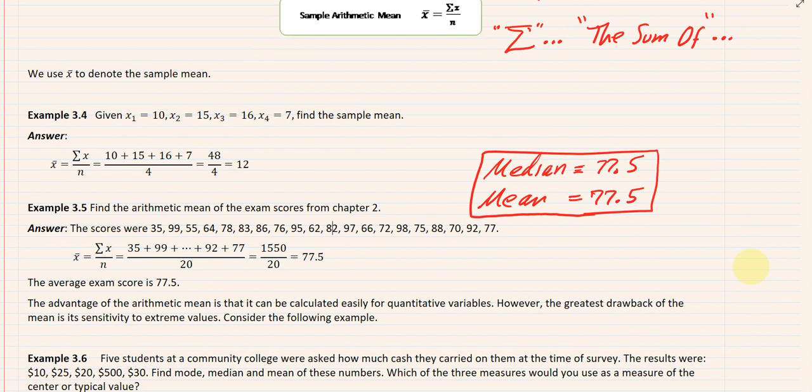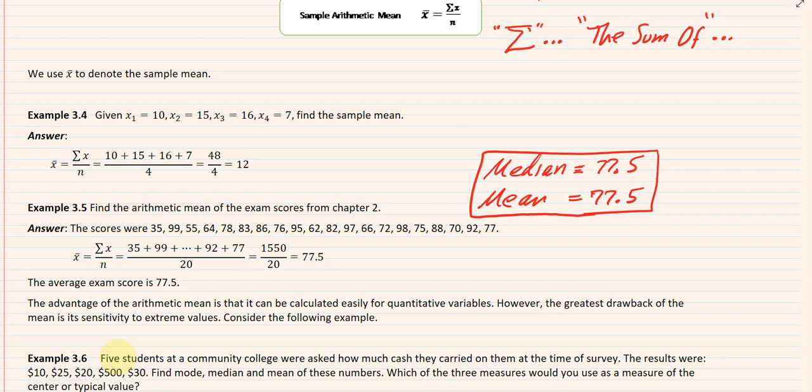So let's say I have 5 students here at whatever community college you can think of. Suppose I ask them how much cash they have on them, and these are the 5 scores I got. One of them said $10, $25, $20, $500, and $30. Now, that $500 score kind of stands out, doesn't it? Seldom do you expect students to walk around campus with $500 cash on them. So this could be some kind of anomaly or an exception.